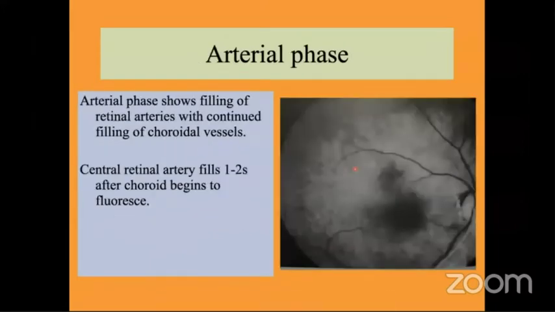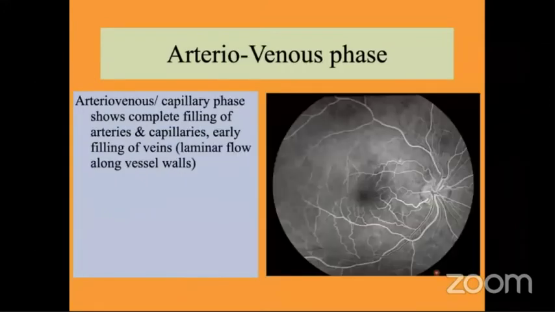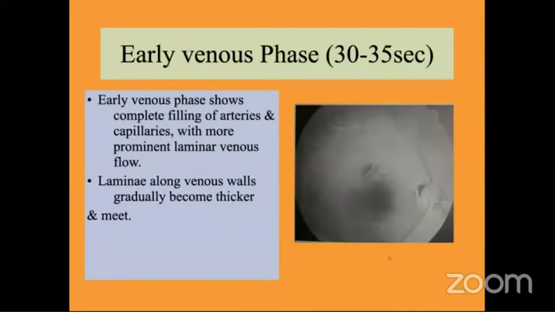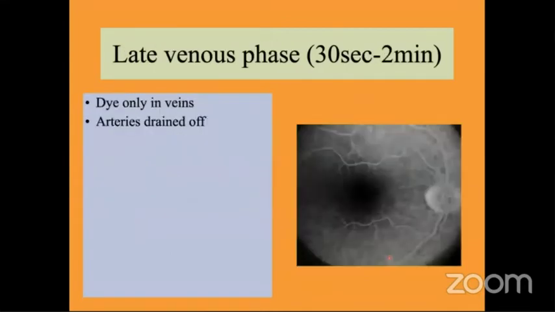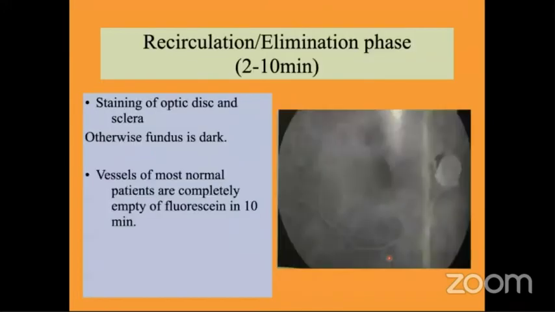Then comes the arterial phase, 1 to 2 seconds after the choroidal phase, where you can see the retinal artery getting filled. Then the early arteriovenous phase, where there is complete filling of the arteries and capillaries, with laminar flow along the vein walls. Then the early venous phase, with complete filling of arteries and capillaries and more prominent filling of the veins, which occurs at 30 to 35 seconds. The late venous phase occurs at 30 seconds to 2 minutes, where the dye starts draining from the arteries and slowly from the veins also.